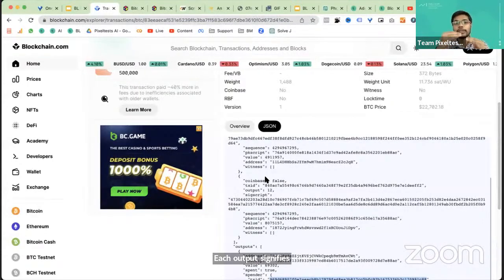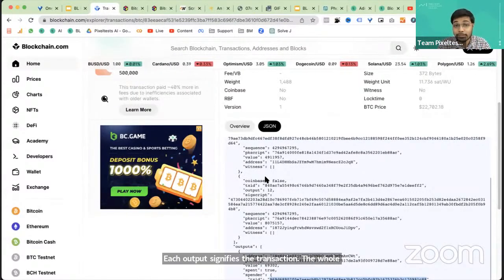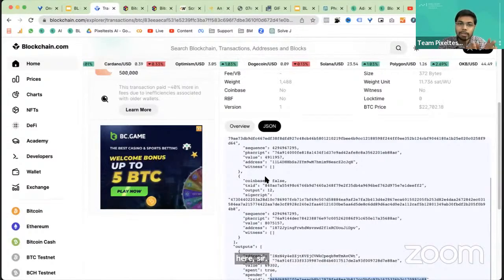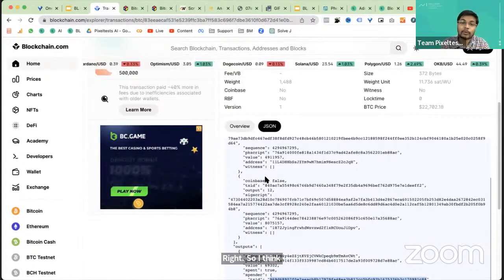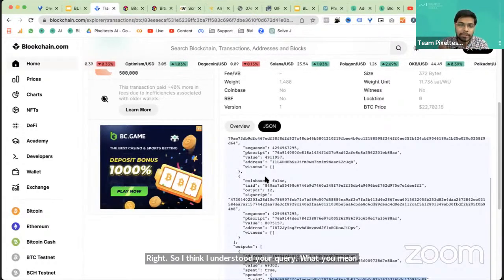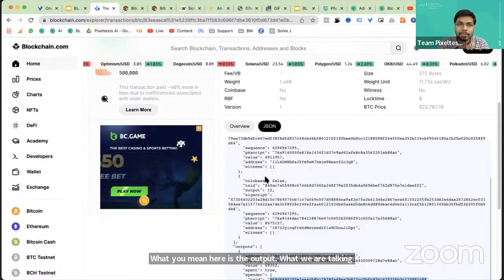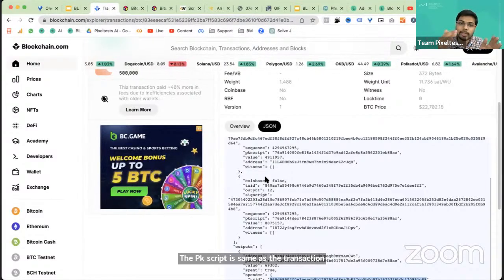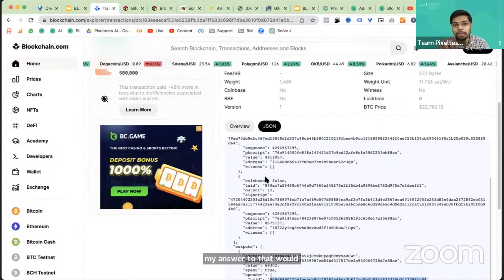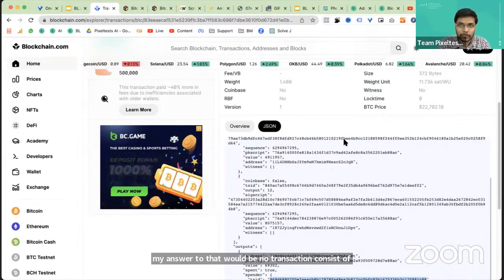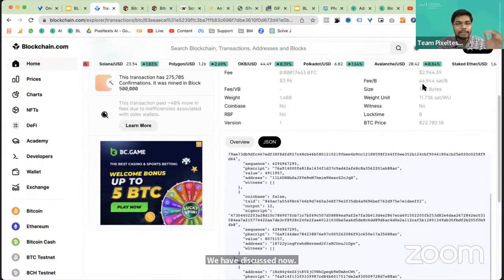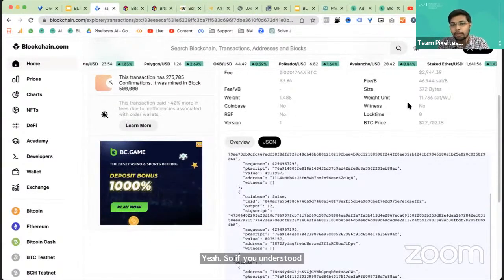The structure of inputs and outputs is being discussed here, sir, right? So I think I understood your query. What you mean here is the output, what we are talking about, the PK script is same as the transaction? My answer to that would be no. A transaction consists of inputs and outputs, and the input and output structure we have discussed now. Yeah. So if you have understood the stacking portion and all, that should be good.